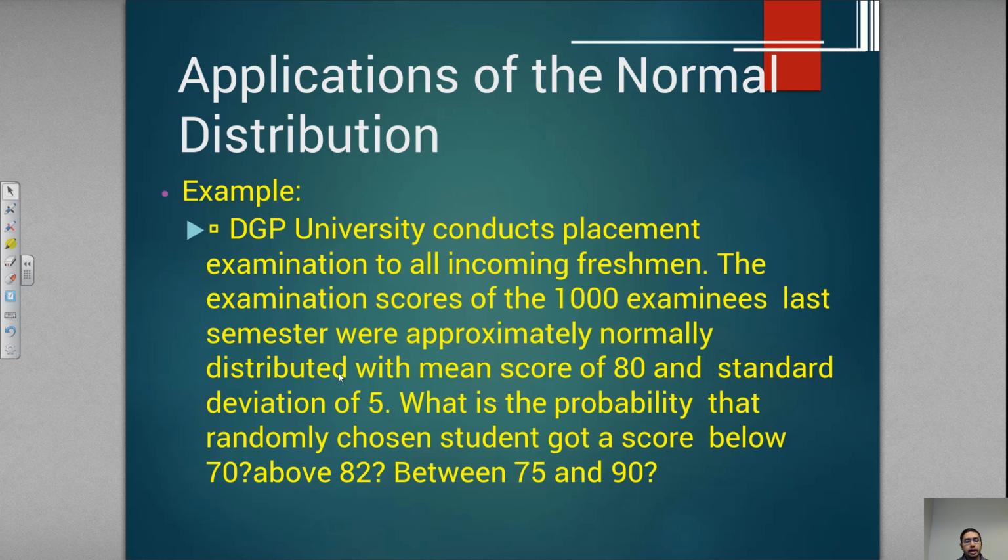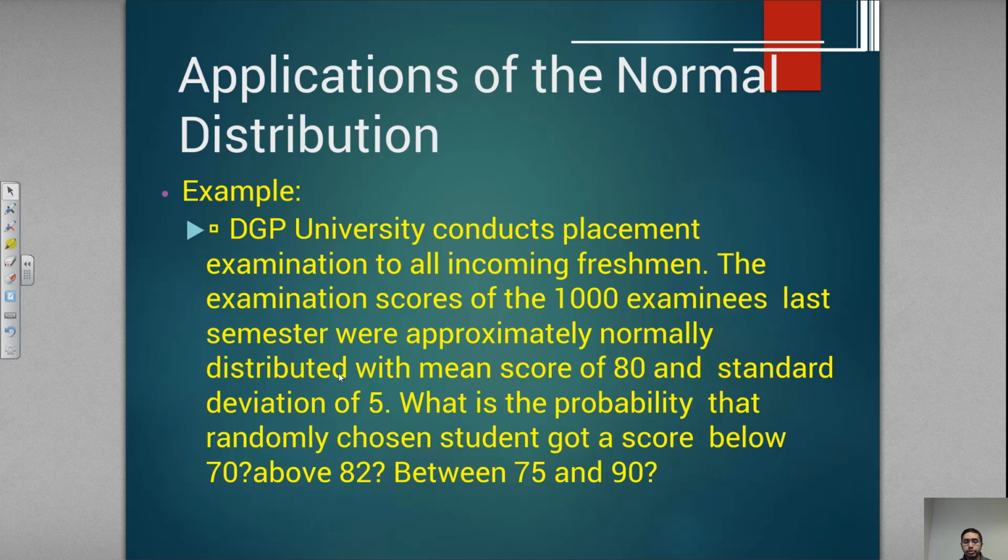So there are applications of the normal distribution. Here is another sample problem, just as an example. A university conducts a placement examination for all incoming freshmen. The examination scores of 1,000 examinees last September were approximately normally distributed. The mean score was 80 and the standard deviation was 5.